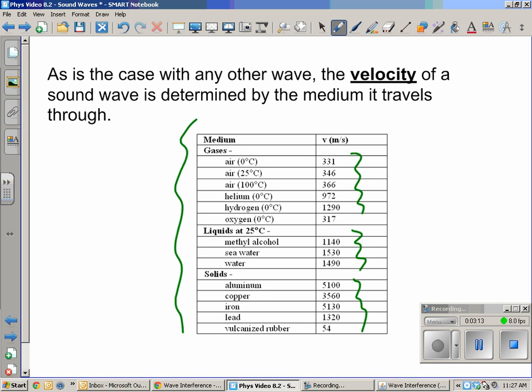And then another generalization is this. As a general rule, the warmer your medium is, the faster sound travels through it. Okay? Because if it's warmer, it means the molecules are vibrating faster, they have more kinetic energy, and it causes the sound to travel through faster. Okay?